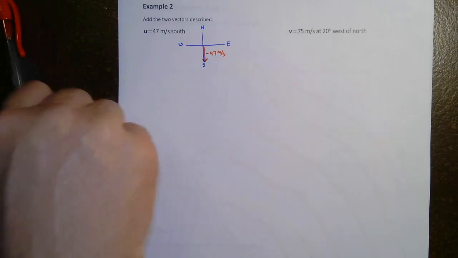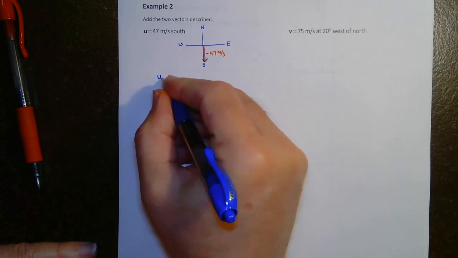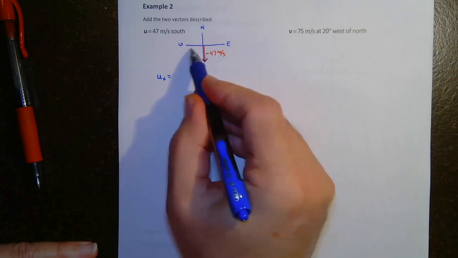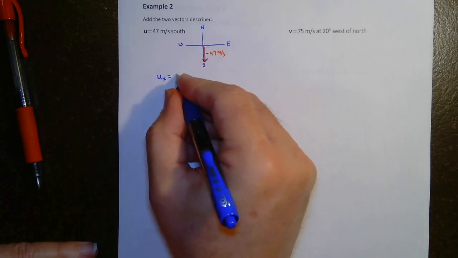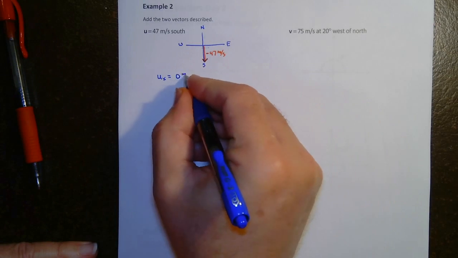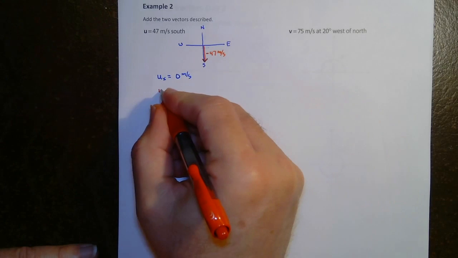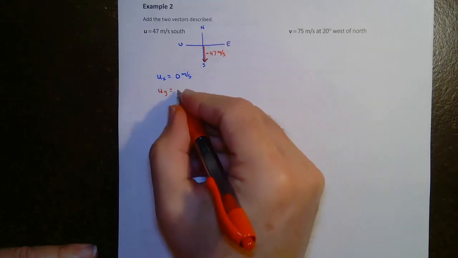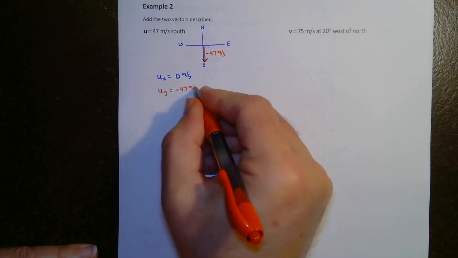And there's no horizontal part to this. So when we go to write our horizontal component, we should realize, oh, it's going to be 0. We don't go left or right at all. We don't go west or east. We're going straight south. So that means this would be 0 meters per second. And then my use of y, well, it's all vertical, right? So since it's all vertical, that would be negative 47 meters per second.